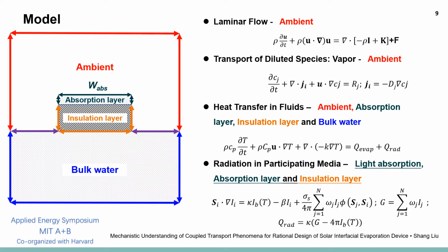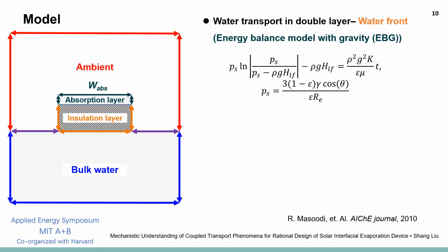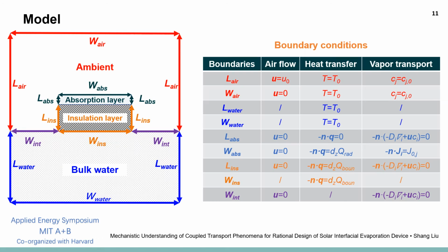The radiation in participating medium part was used to solve the light absorption and the radiation transfer in the absorption layer and the insulation layer. And the energy balance model with gravity was used to solve the waterfront in the evaporator. This is about the boundary conditions for different physical fields.